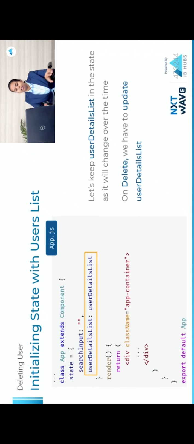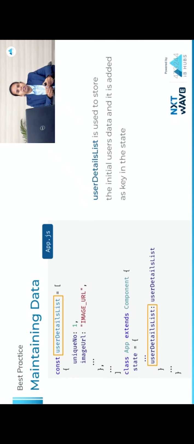As we understood, here in the app component, we want to maintain the user details list. So let's add that user details list, and the corresponding value is the user details list that we have. This is the initial user details list, and we are maintaining that here. Here there is one best practice that we need to follow. The user details list that we have, the list of user detail objects, is actually the initial data. So here the initial data and the key in the state object are the same. You can see they are just the same.